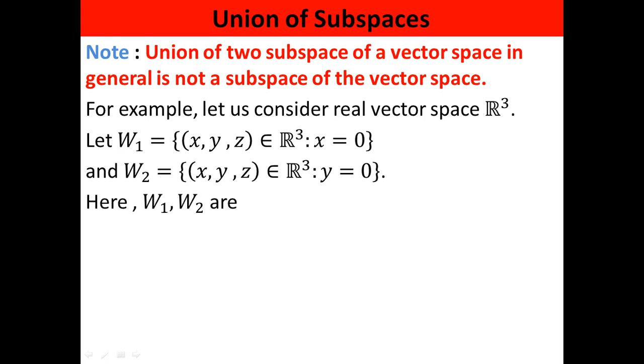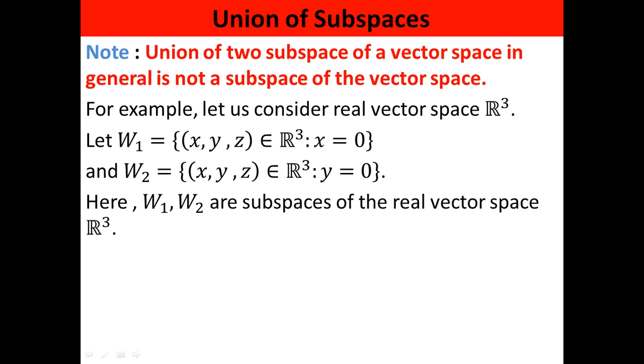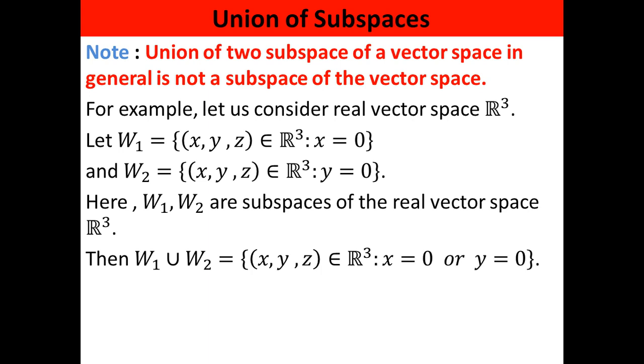Here W1 and W2 are subspaces of the real vector space R3. Then W1 union W2 is all the elements whose first component is 0 or second component is 0, so they must belong to W1 union W2. So here the condition is either x equal to 0 or y equal to 0.